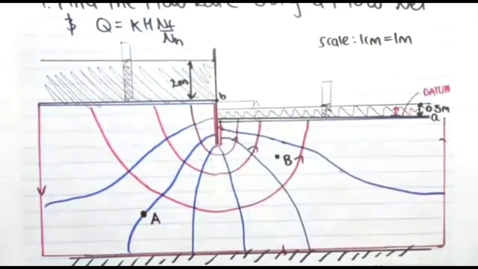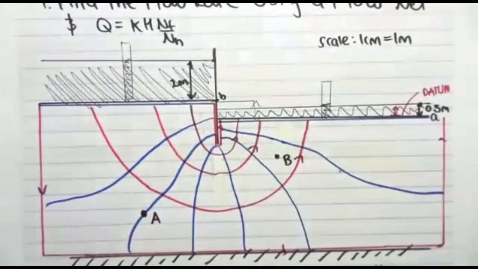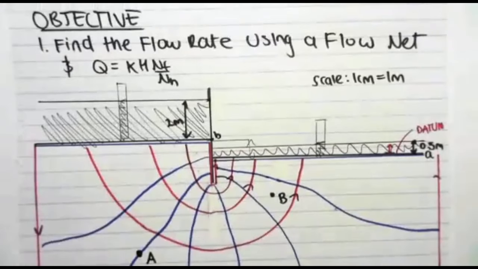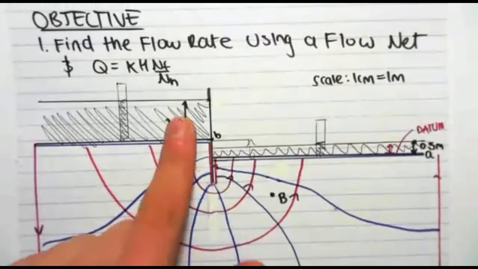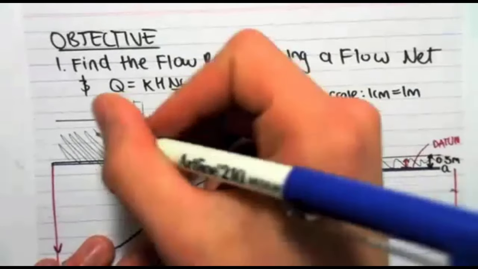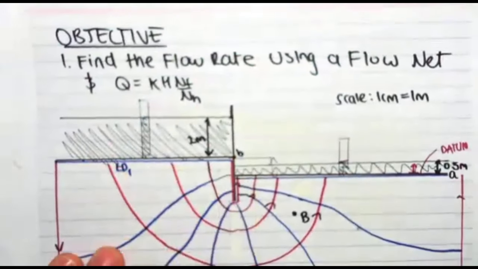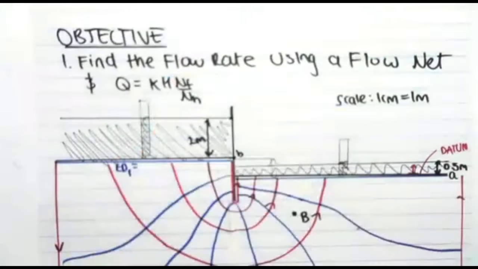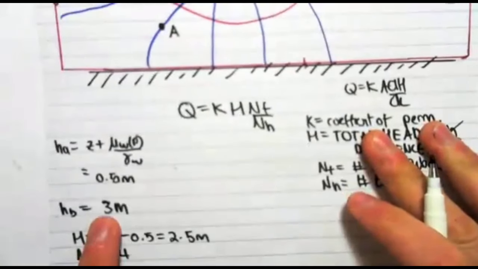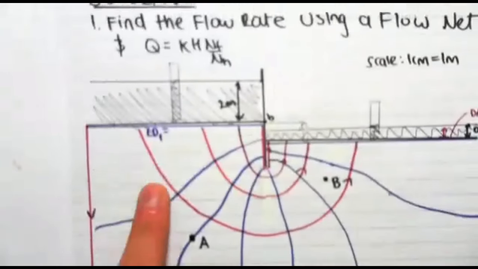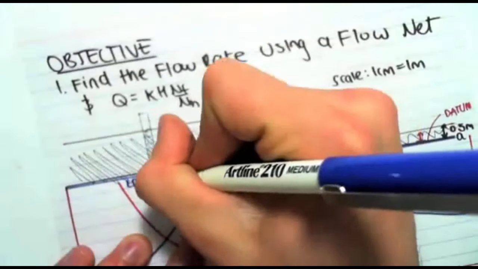Okay, so what we want to do now is find the head and pore water pressure at point A. So what do we know? We know that the head value at this EP, let's call this EP subscript 1, the head value we found before, the head at point B, is 3 meters. Head B is 3 meters, okay? So this is 3 meters.